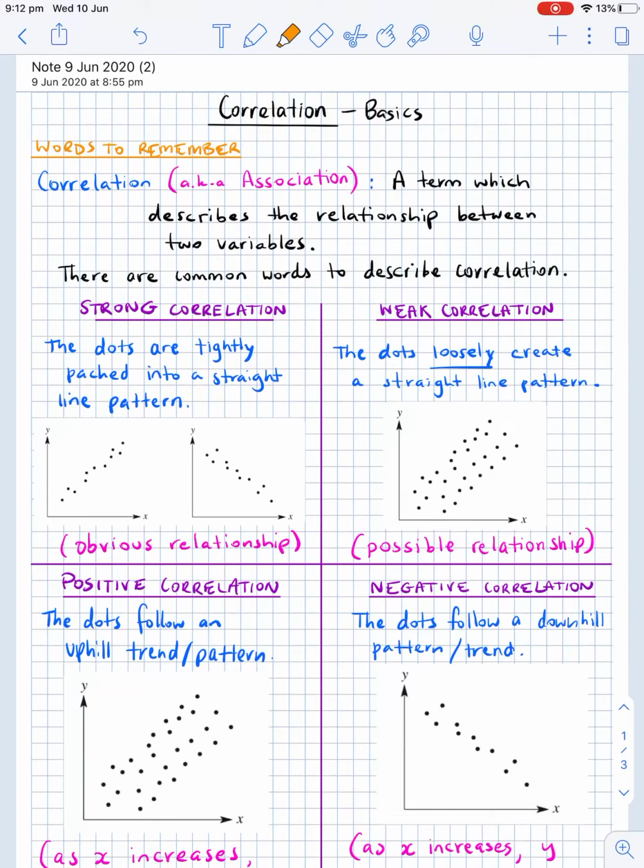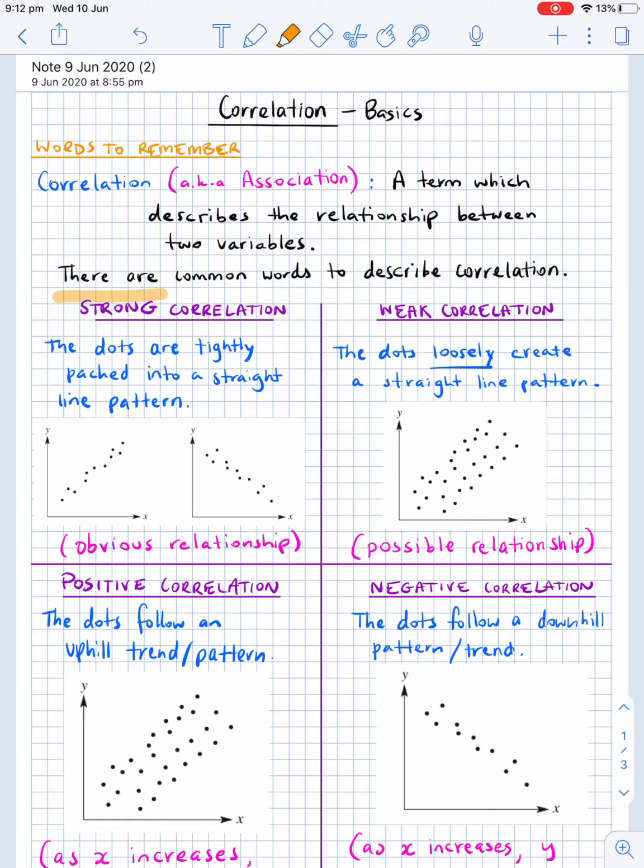Hi guys, for today's lesson we're going to be dealing with correlation basics. So what do I mean by the word correlation? Well, it's also known as association. It's a term which describes the relationship between two variables.